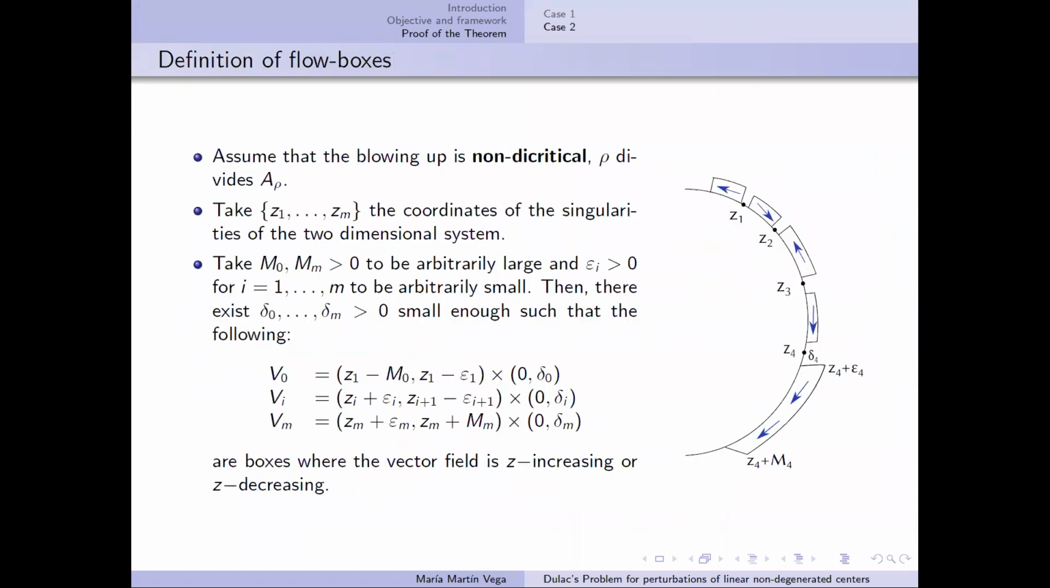Well, now we will define some boxes. We will assume that the blowing up is non-critical. The critical case I will remark on later, but it's a similar study. Considering the coordinates of the singularities of the two-dimensional system, we can take the constant m to be as large as we want, the constant epsilon as small as we want, and there are some constants delta, such that these boxes here, that I draw better here, are boxes where the formal vector field is either z increasing or z decreasing.